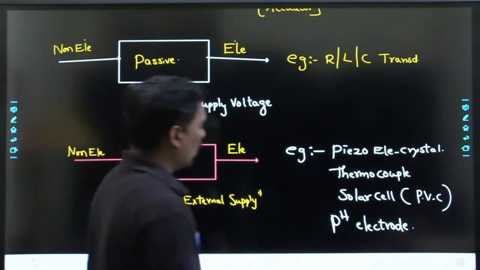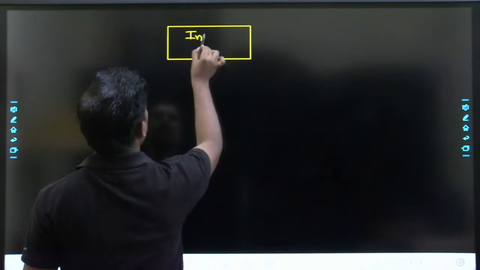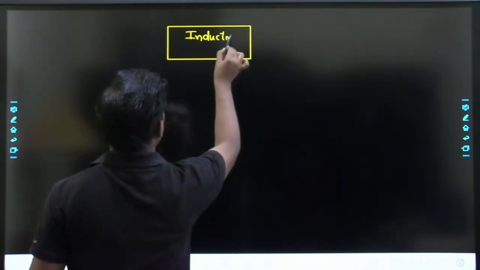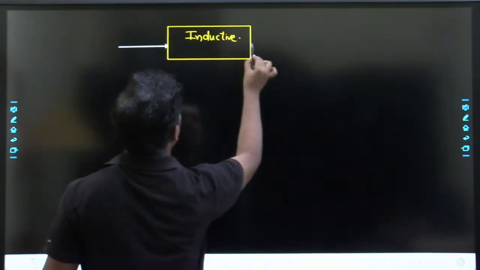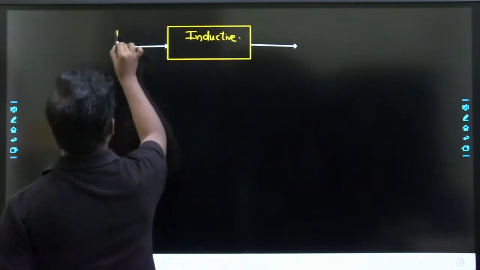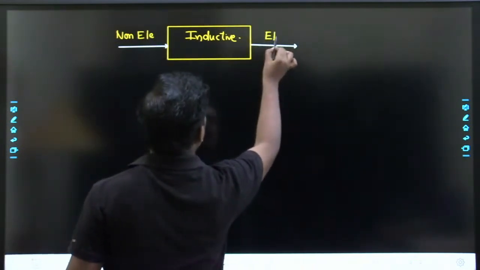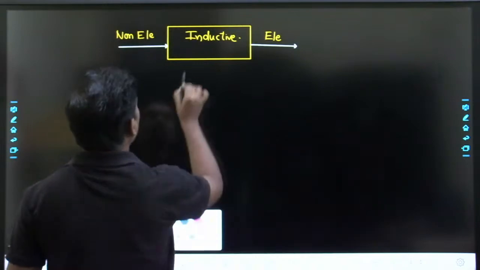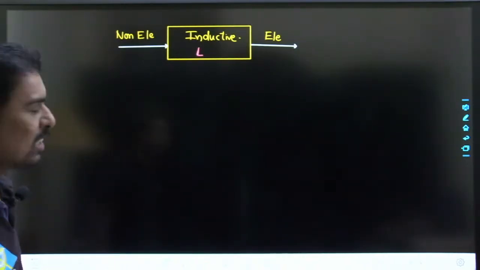Okay, now we'll go for inductive transducers. I am giving the list of inductive transducers, discussing in brief. What is an inductive transducer? In the process of conversion of non-electrical to electrical, if the inductance principle is involved, then it is called an inductive transducer.